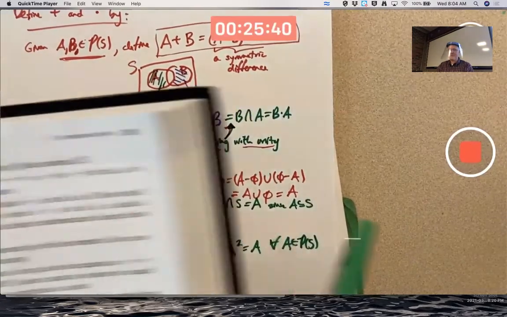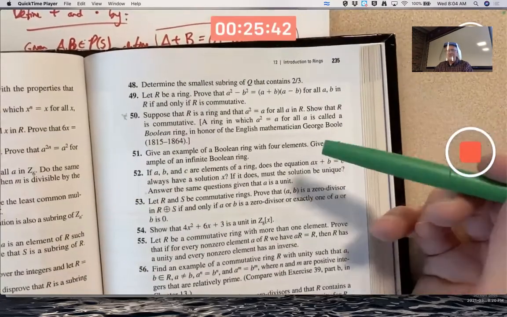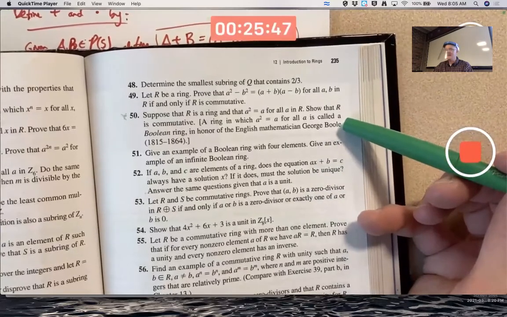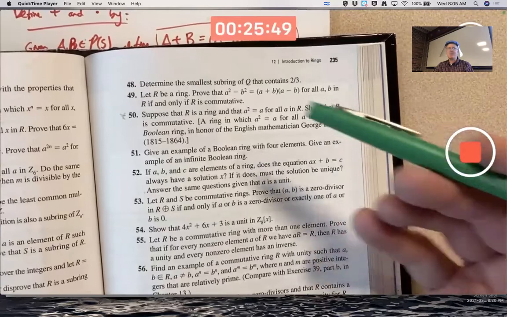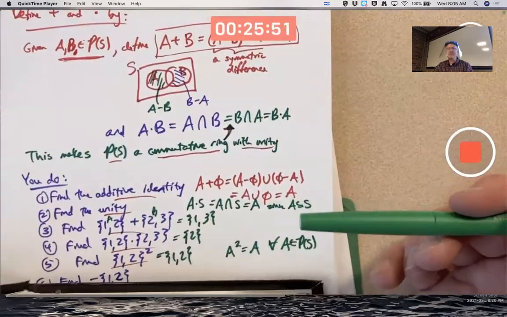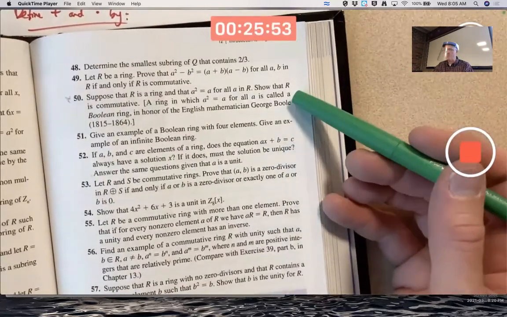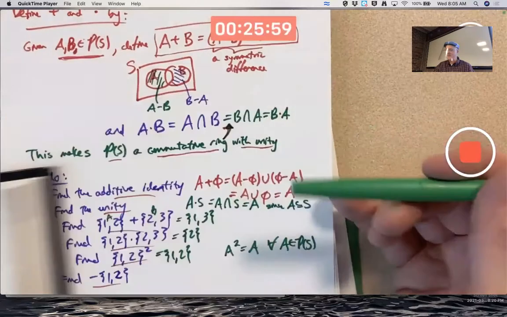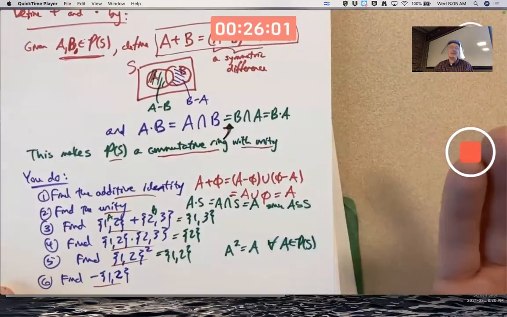According to number 50 in chapter 12, a Boolean ring is a ring for which A squared equals A for all A in the ring. When you're not exposed to examples like this, you might think that Z2 is the only example of a Boolean ring, and that seems hardly worth giving a special name to. But this is, in fact, an example of an 8-element Boolean ring.